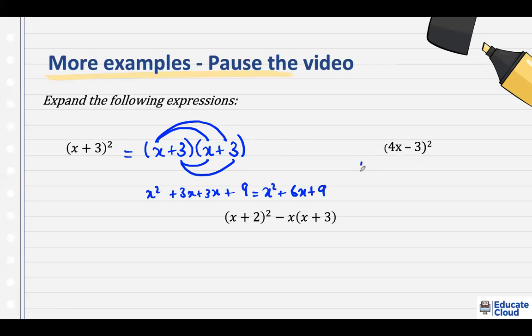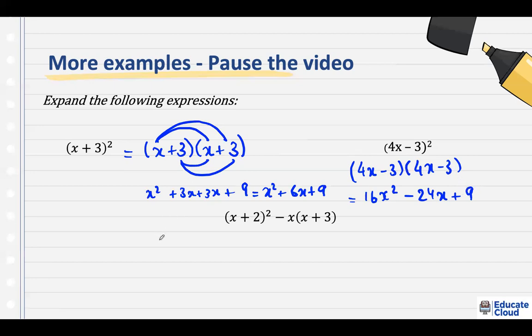Again, with this next one, you do 4x minus 3. You times it by itself. So 4x minus 3 times by itself. And this gives us 16x squared minus 12x, minus 12x, which just becomes minus 24x. Plus 9, because minus 3 times minus 3 makes a positive 9.